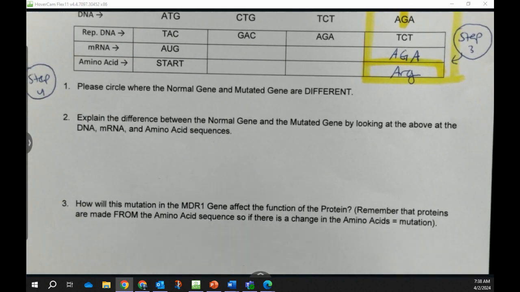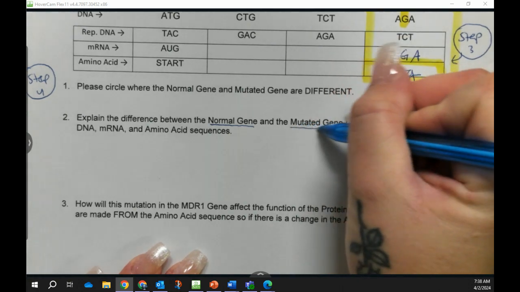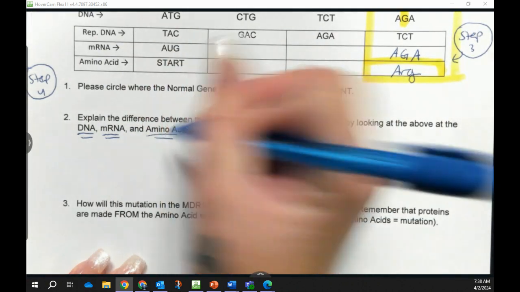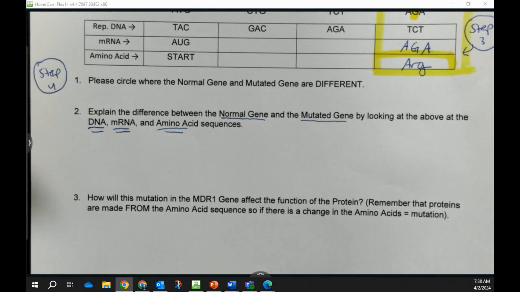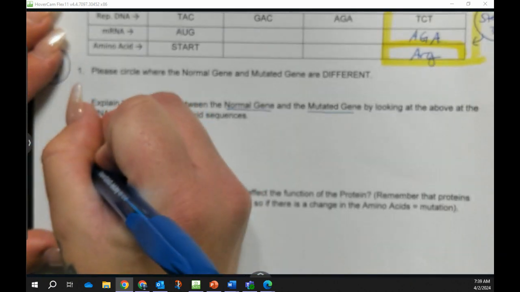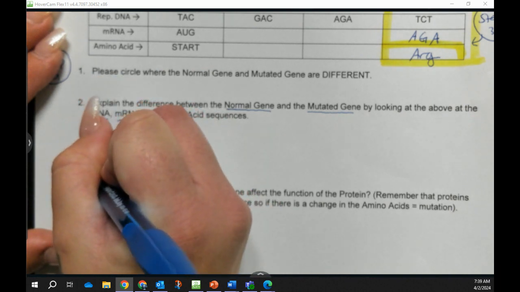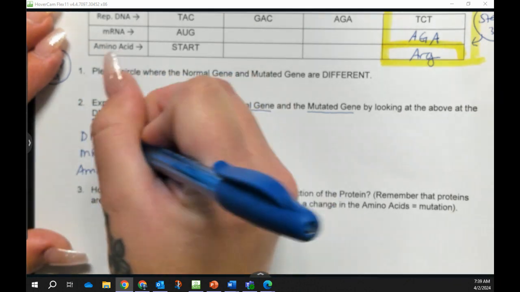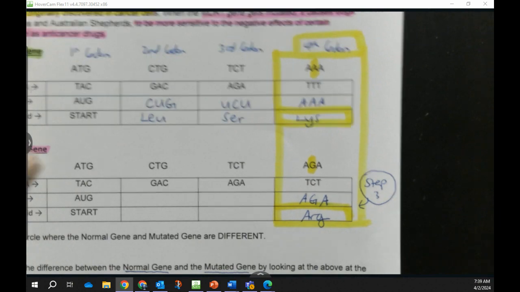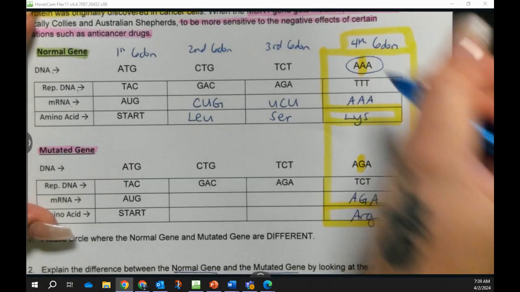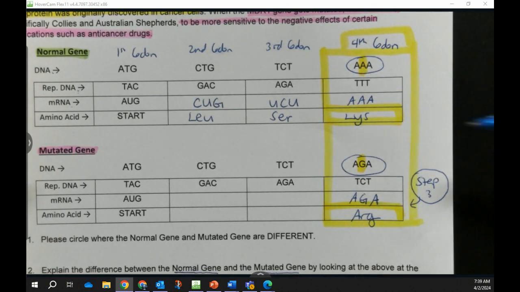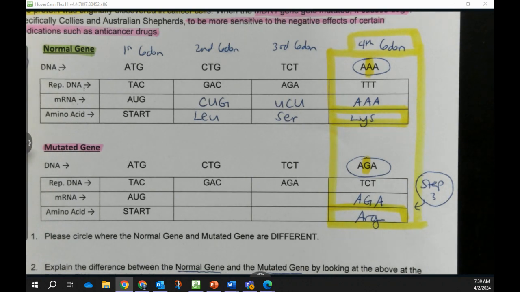Okay. Question number 2. Explain the difference between the normal gene and the mutated gene by looking at the above DNA, mRNA, and amino acid sequences. So they want you to compare the DNA, the mRNA, and the amino acid. So when we do this, we can set this up: DNA, mRNA, and amino acid. So when we look at the DNA, that's our first row. Here's my DNA. How are they different? Well, we've highlighted the difference. The A turns into a G in our mutated gene.